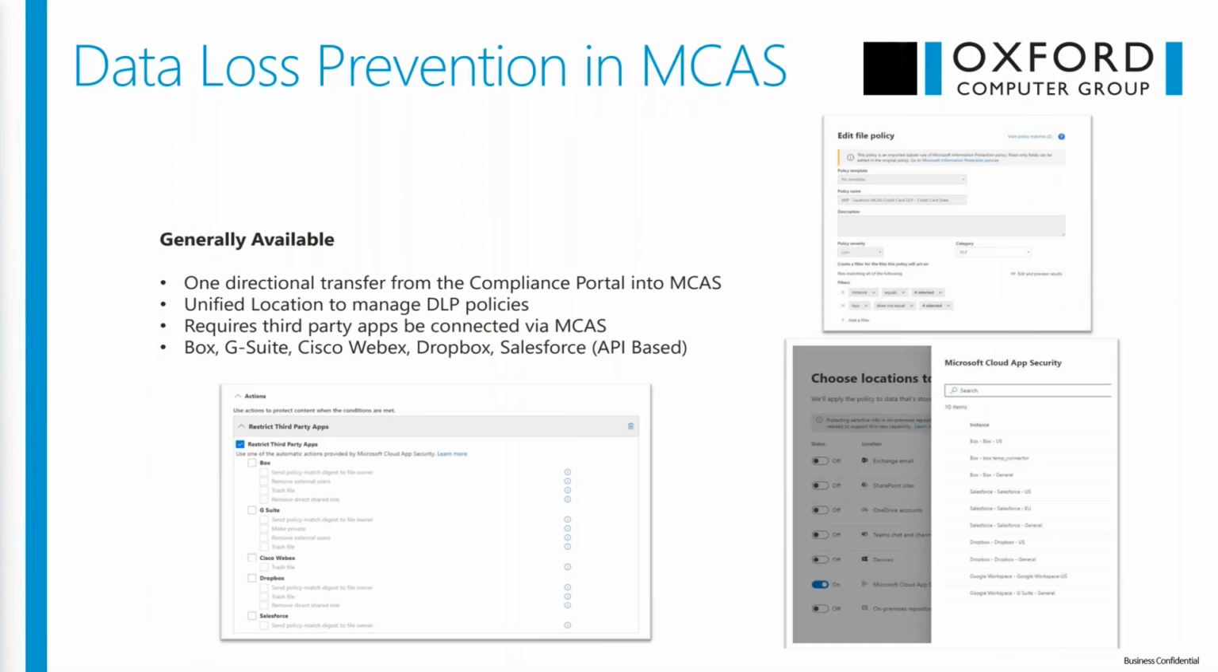Now that is a one-directional transfer. So the rule of thumb is when creating DLP policies, you should always start in the compliance portal, compliance.microsoft.com, and apply those policies to where you want them. This could be any of the workloads, Exchange, SharePoint, OneDrive, Teams, and now, of course, Cloud App Security. And you can even do this for restricted third-party apps. Again, you get that unified capability in the environment.